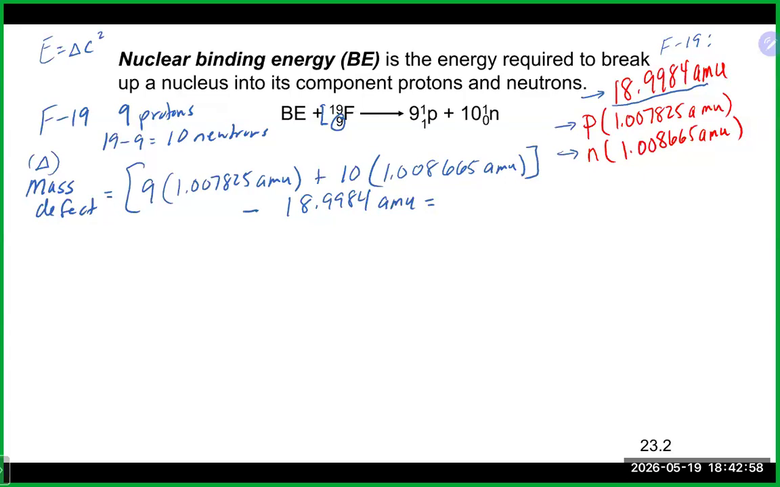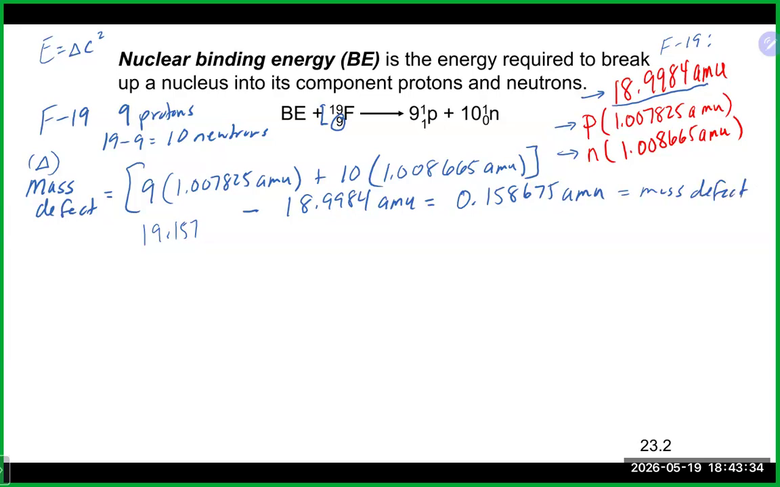So 9 times 1.007825 plus 10 times 1.008665 gets us something like 19.157. And then if we subtract the mass of our isotope, we get a mass defect of 0.158675 AMU. And again, that is our mass defect in this case.